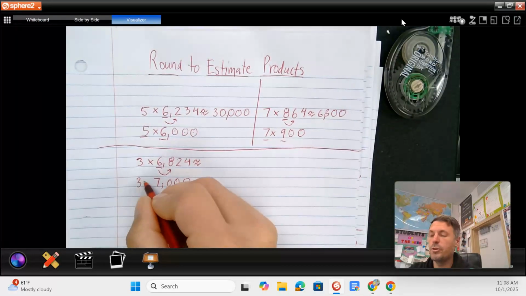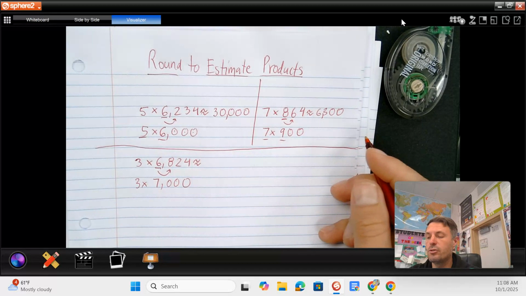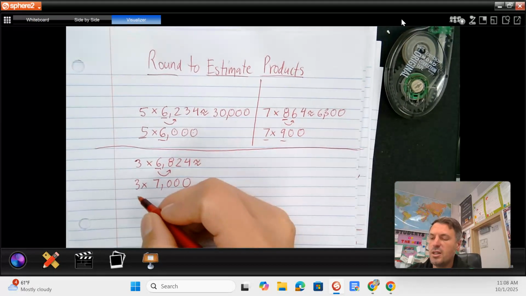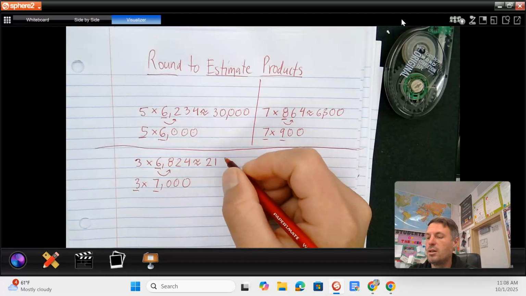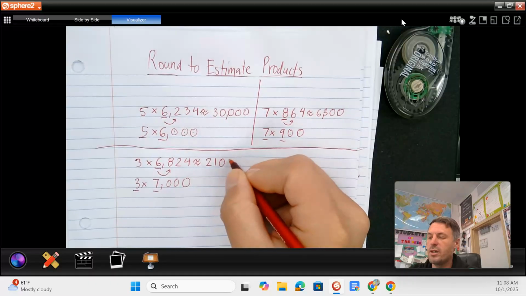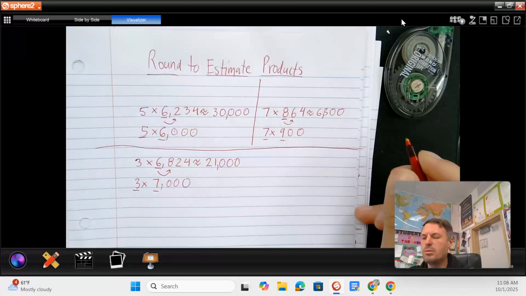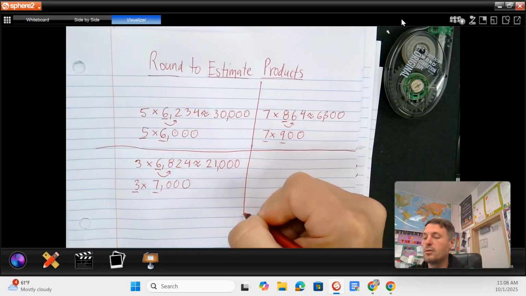And so now we're multiplying 3 times 7,000 instead of 3 times 6,824. And that's really easy because we can just multiply 3 times 7 and we get 21. And then we just add 1, 2, 3 zeros to the right of it. And so 3 times 6,824 is about 21,000.